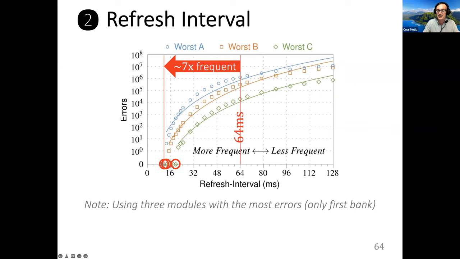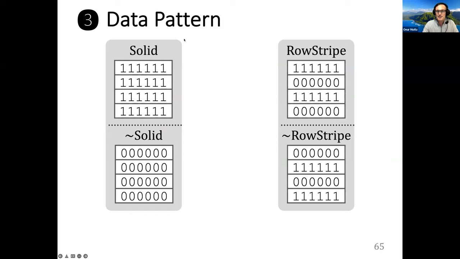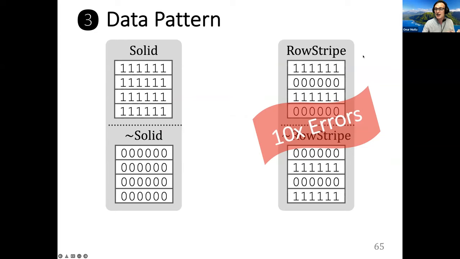And clearly refreshes have a lot of overhead on the system in terms of performance and energy. Okay. And the other result that we have in this paper, very similar to retention results, is that data pattern significantly affects the RowHammer vulnerability. If your data pattern looks like this, you get fewer errors. So you get 10x, an order of magnitude, more errors if your data pattern is exercising the coupling between the cells.